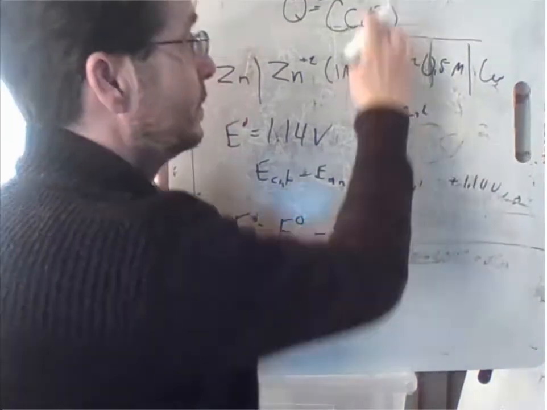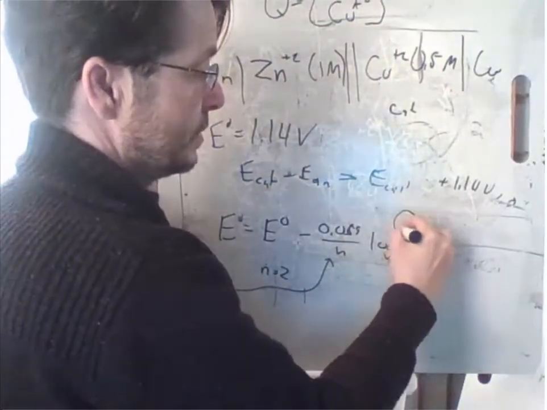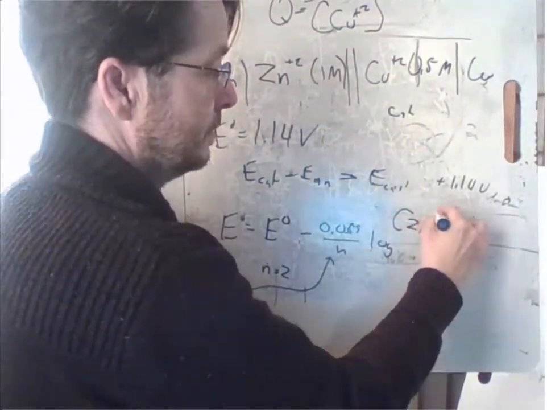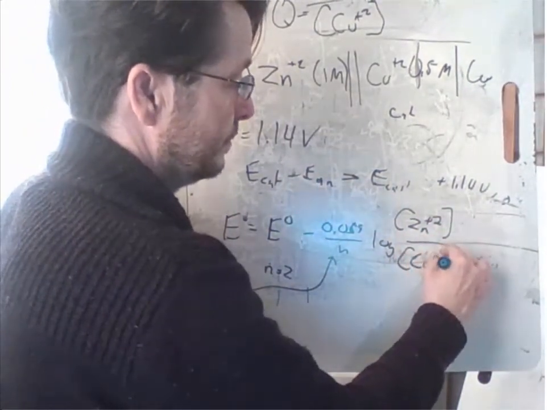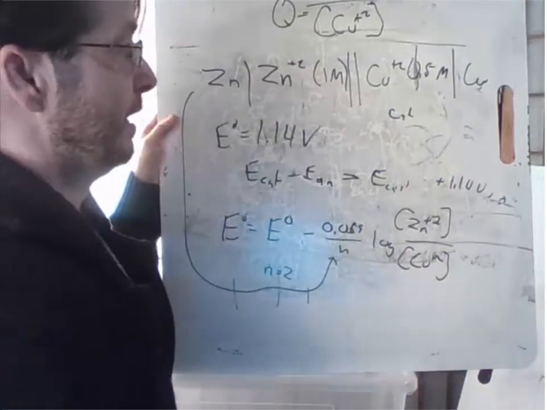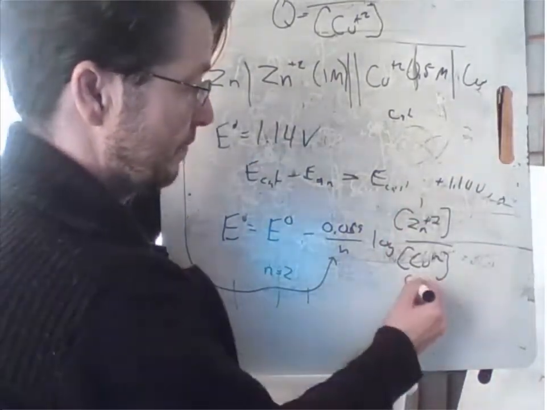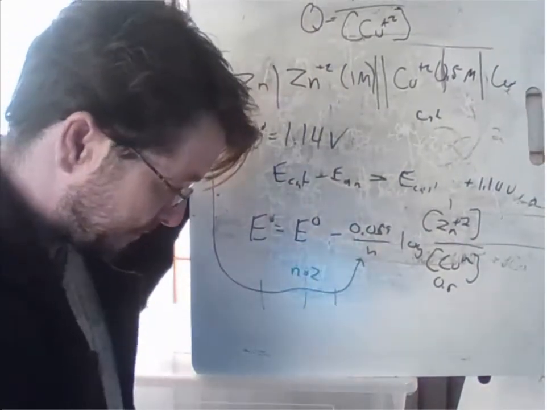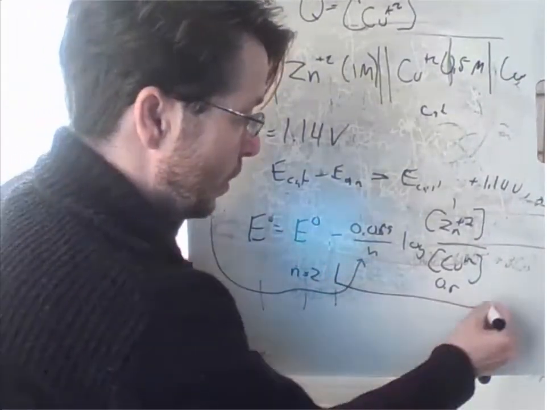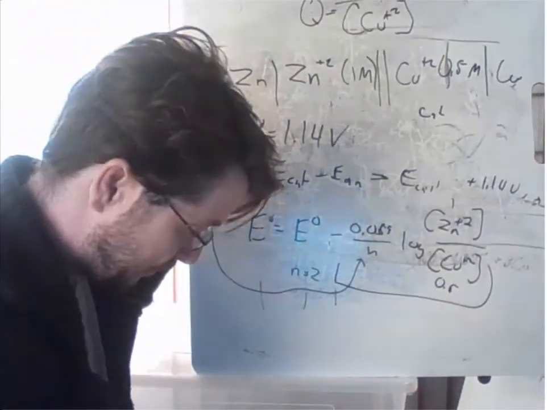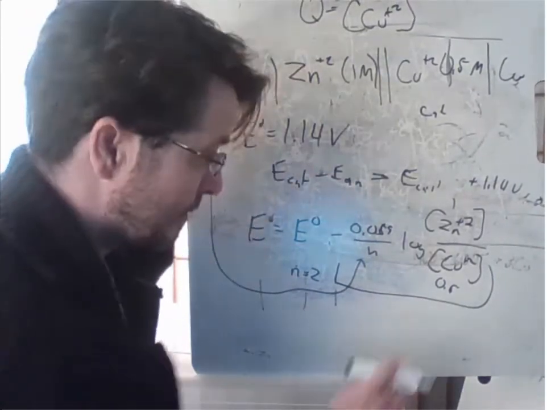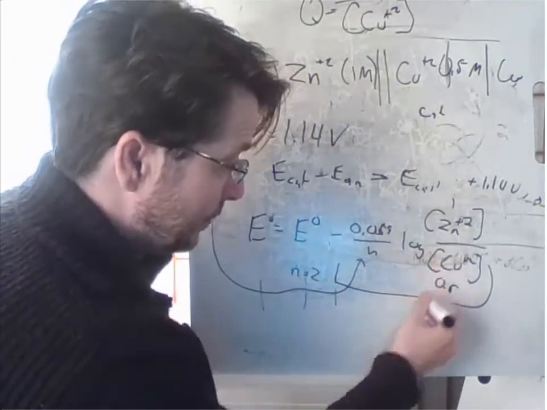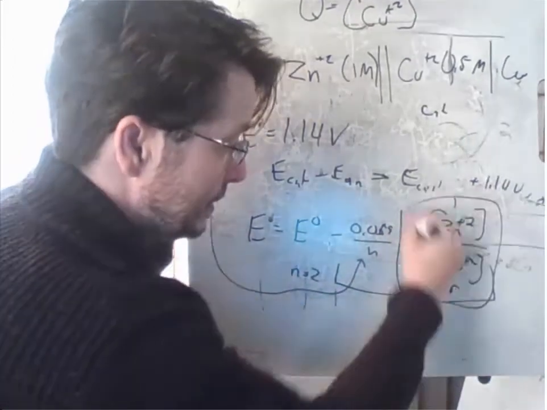Log Q, the concentration of the zinc over the concentration of the copper. And so we plug in our values for the zinc, we plug in our values for the copper. You multiply all of this out.